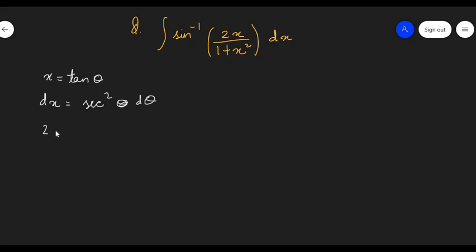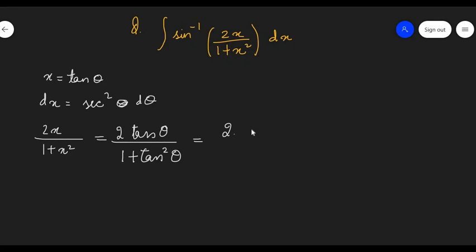And we can also calculate 2x upon 1 plus x square, which is 2 tan theta upon 1 plus tan square theta. In this form, it's not very useful for me. So let's replace tan theta by sine theta upon cos theta and see what we get. So I will get 2 into sine theta upon cos theta upon 1 plus sine square theta upon cos square theta.